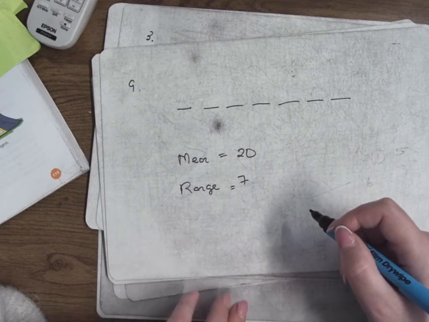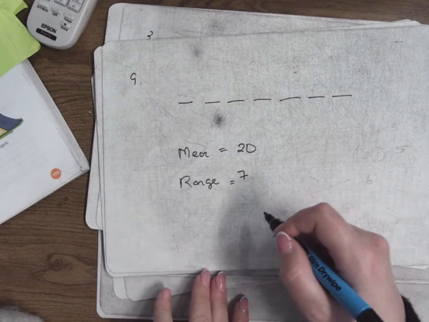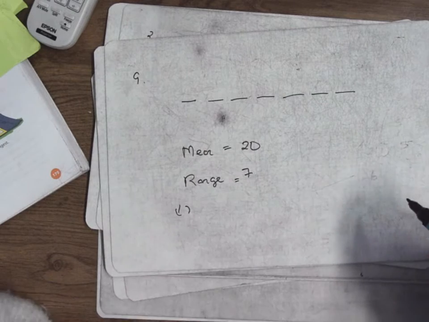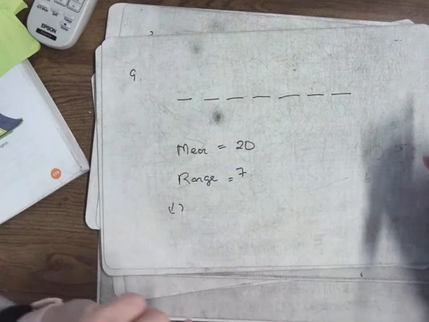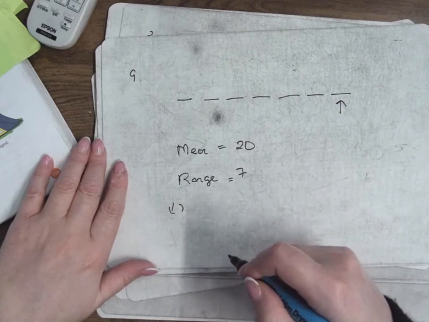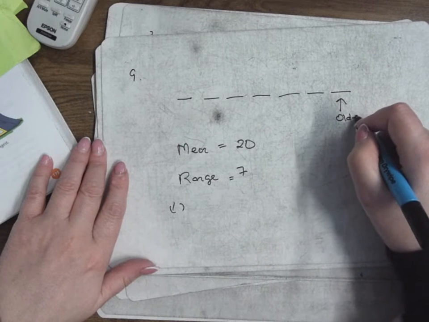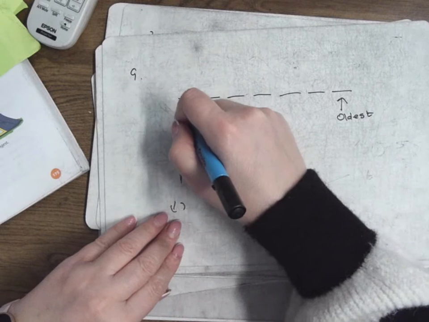And then, right, whether true or false. So the oldest person was 7 years younger. So the oldest person is here, isn't it? If I put their ages in order, this would be the oldest person, wouldn't it? Would you agree? This is the oldest person. And this here is the youngest person.